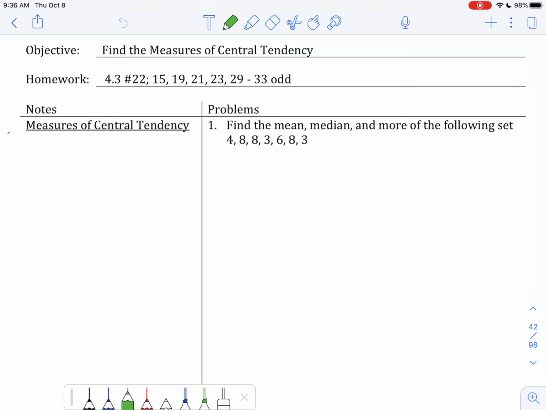So let's get started with our notes. Today we're going to talk about finding the measures of central tendency, and we have homework from chapter 4, section 3. So get all your stuff ready and let's get started.